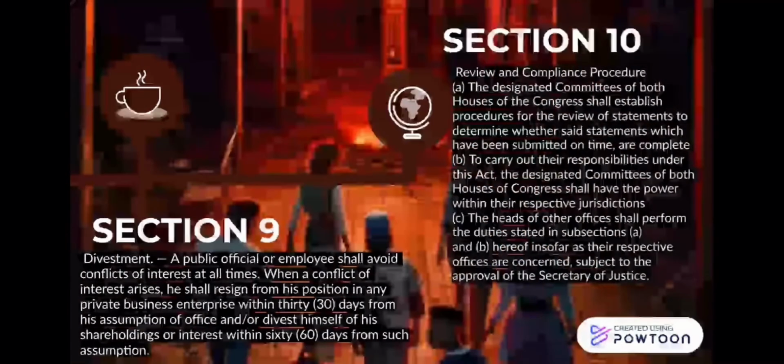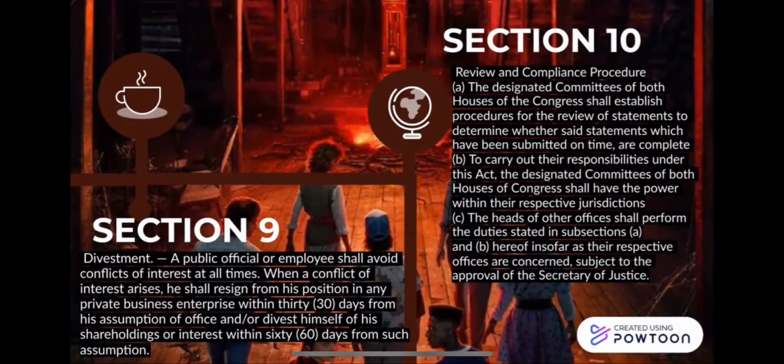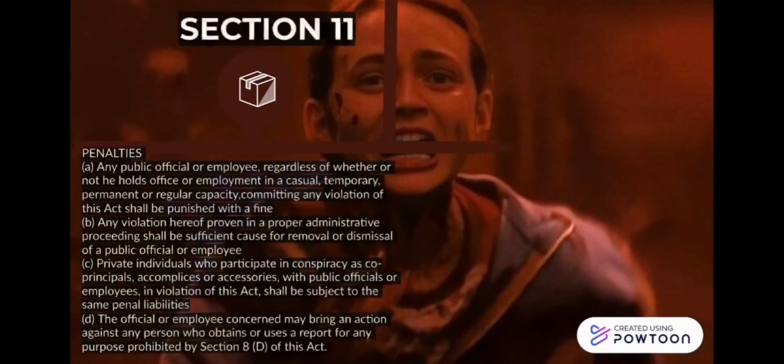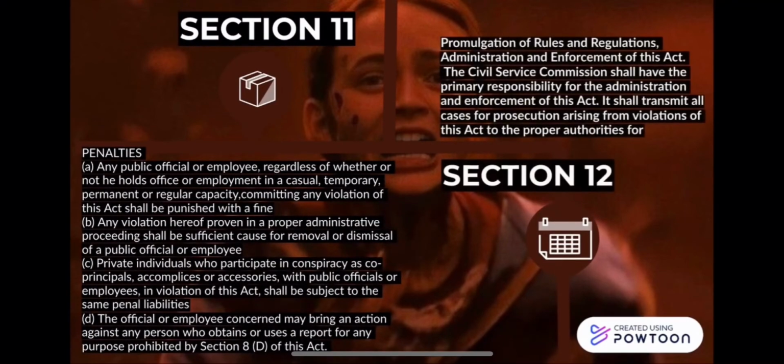In Section 10, Review and Compliance Procedure, it is stated that any reviews and procedures are subject to the approval of the Secretary of Justice, the individual to whom an opinion is rendered in the case of the Executive Department, and the Chief Justice of the Supreme Court in the case of the Judicial Department. In Section 11, penalties, overall, if the violation is punishable by a heavier penalty under another law, he shall be prosecuted under the latter statute, and if another sanction hereunder or under any other law is heavier, the latter shall be applied. For Section 12, the Civil Service Commission shall have the primary responsibility for the administration and enforcement of this act. It shall transmit all cases for prosecution arising from violation of this act.